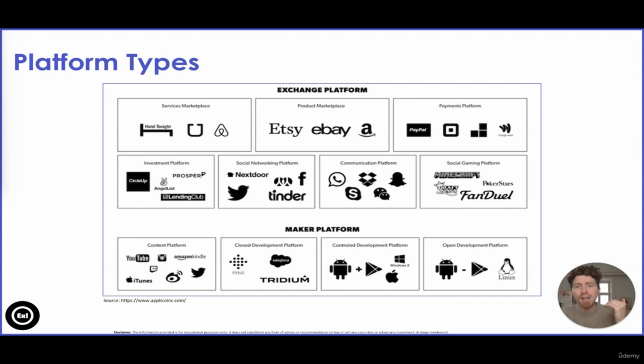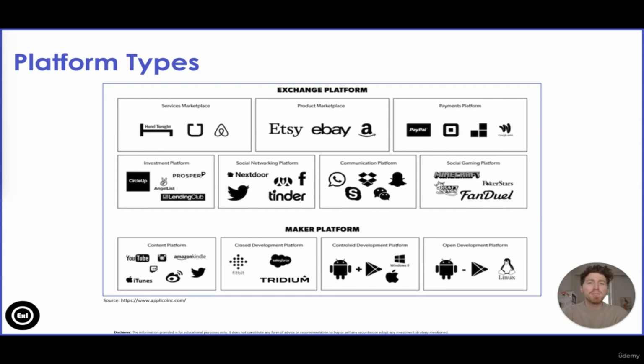So you have these subcategories in these two kinds of platform businesses. You have service marketplaces like Airbnb or Uber, product marketplaces like Etsy and eBay, payment providers like PayPal or Square, investment platforms, social networking platforms like Twitter or Tinder, communication platforms like WhatsApp and Skype, and social gaming platforms like Minecraft.